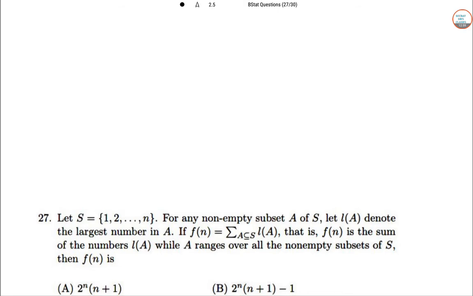And Fn equal to a belongs to subsets of S, L(A). Then Fn is the sum of the numbers L(A), where A ranges over the non-empty subsets of S. Then Fn is what?